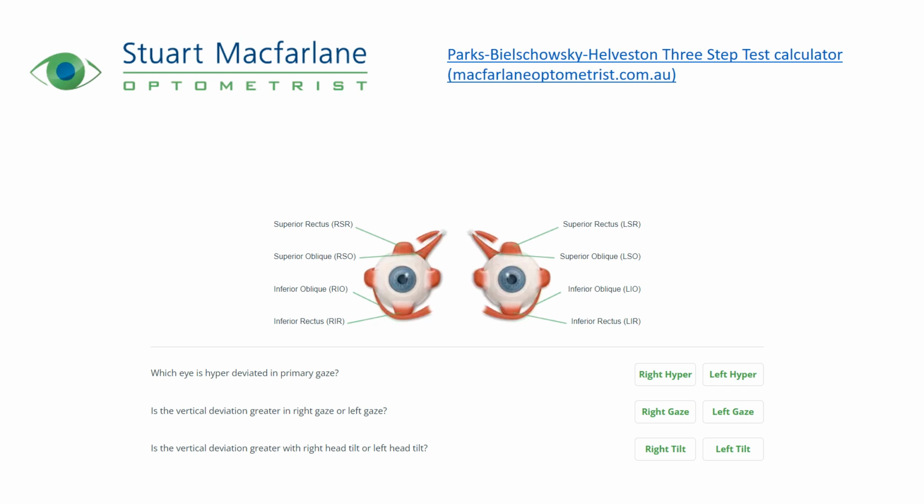Let's say we use the same scenario as we did for our example. If the hyperdeviated eye in primary position is the left eye, the greater vertical deviation is when gazing to the left, and the greater vertical deviation is during left head tilt. The culprit muscle, the right inferior oblique, is selected by the calculator as indicated here.